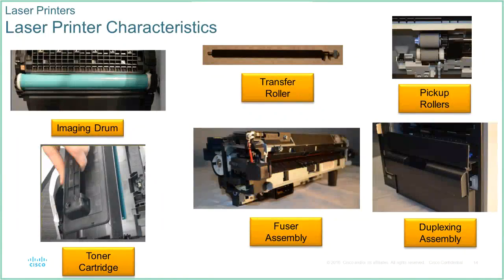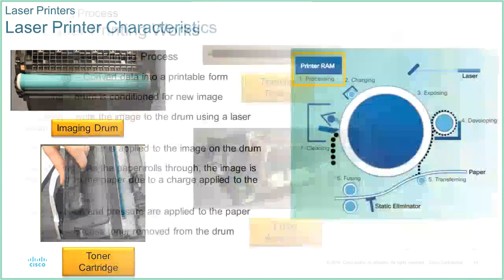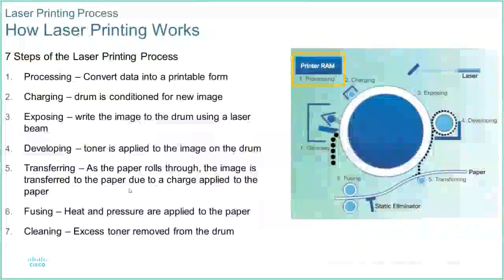So that just means it applies heat and basically melts the powder into the paper, and then it comes out dry. So this is the paper coming through.